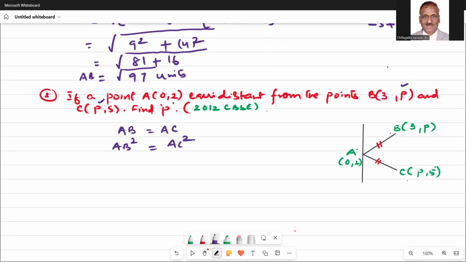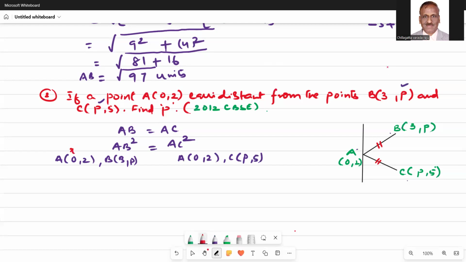So let me write down, for finding AB square, what is our A? A is nothing but (0, 2) and B is (3, P). And here for finding AC square, A is once again (0, 2) and C is nothing but (P, 5). Okay. Shall we apply this formula? (x2 minus x1) whole square. A (0, 2) is x1, y1 and this is x2, y2. B is (3, P), no? And here also for AC square, this is your x1, y1 and this is your x2, y2. So for both you apply the distance formula.